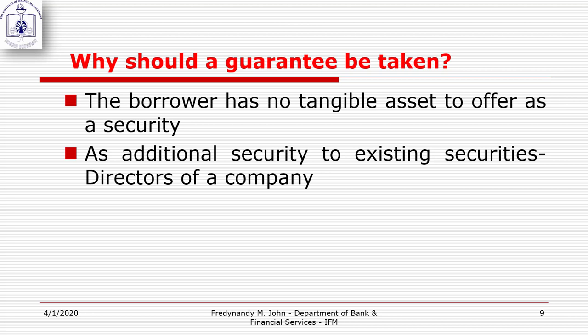Number two, as additional security to existing securities. I have mentioned this over and over again, that a guarantor or a guarantee is a secondary security over the primary security. Therefore, if the banker is fully satisfied that the primary security so pledged is not sufficient to cover the loan, then the banker is allowed to call for a guarantee. So the guarantee will be a second security over the existing security.